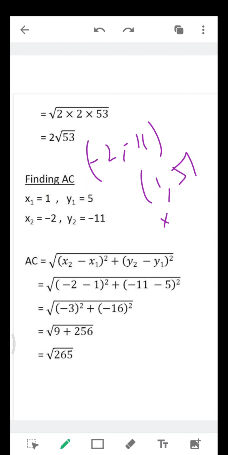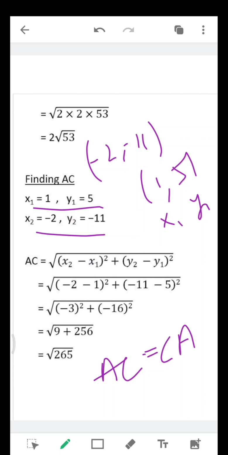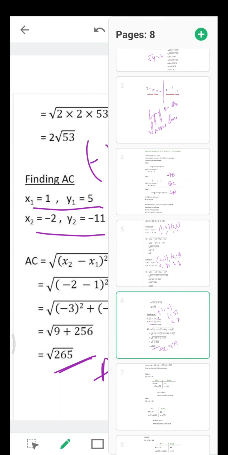It doesn't matter, x1 y1 and x2 y2 can be interchanged. I can find AC or CA, both distances will be equal. Anyway you find the distance, whether you go from A to C or you go from C to A, distance remains the same. x1 y1 is 1 comma 5, and x2 y2 is -2, -11. Again we found the distance using the formula, so we got root 265 units. So these are the three distances we have got. Now we'll check the cases.